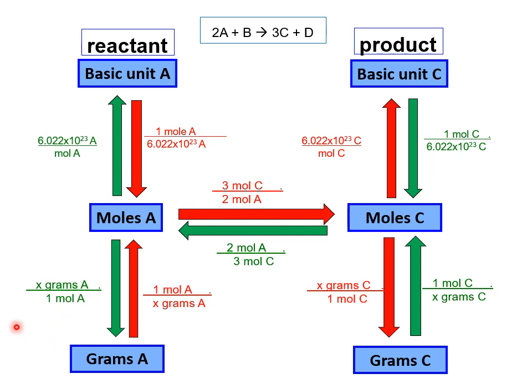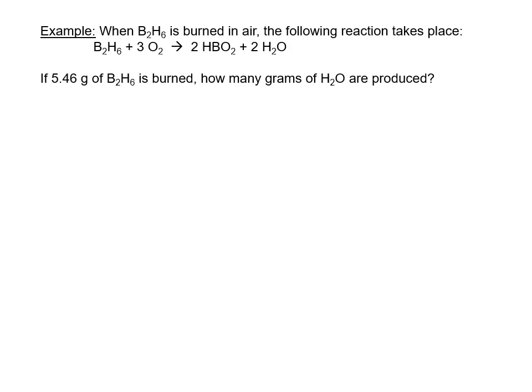It's just like how we learned before, but this time we're going from reactants to products. But again, to go from reactants to products, it has to be a mole-to-mole conversion. All right, so now we're going to look at an example. When B2H6 is burned in air, the following reaction takes place. If 5.46 grams of B2H6 is burned, how many grams of water are produced?